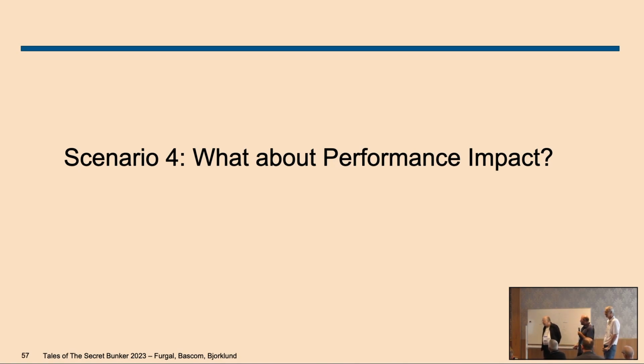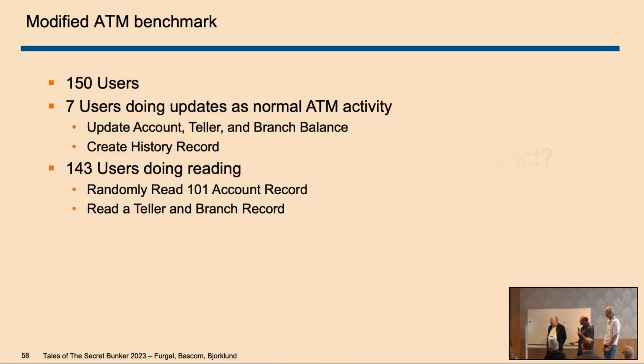Okay, so what about performance impact? I modified the ATM. 150 users, 7 of them were doing typical user update activity, what the ATM does. It finds an account, changes the balance on the account, changes the balance on a branch, changes the balance on a teller, and then creates a history record. So 7 of them were doing that.